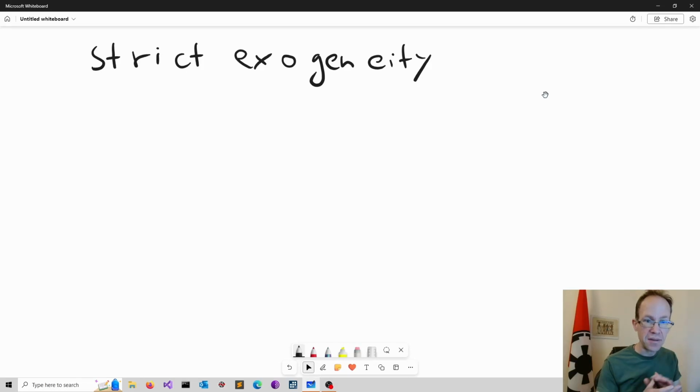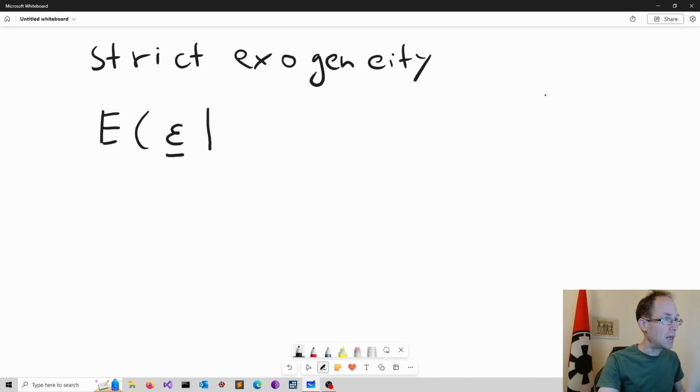We can state the second assumption, strict exogeneity, as follows. Write the expected value of epsilon, the column vector of error terms, under the condition that I observe the data matrix, and this is supposed to be equal to the all zero vector.